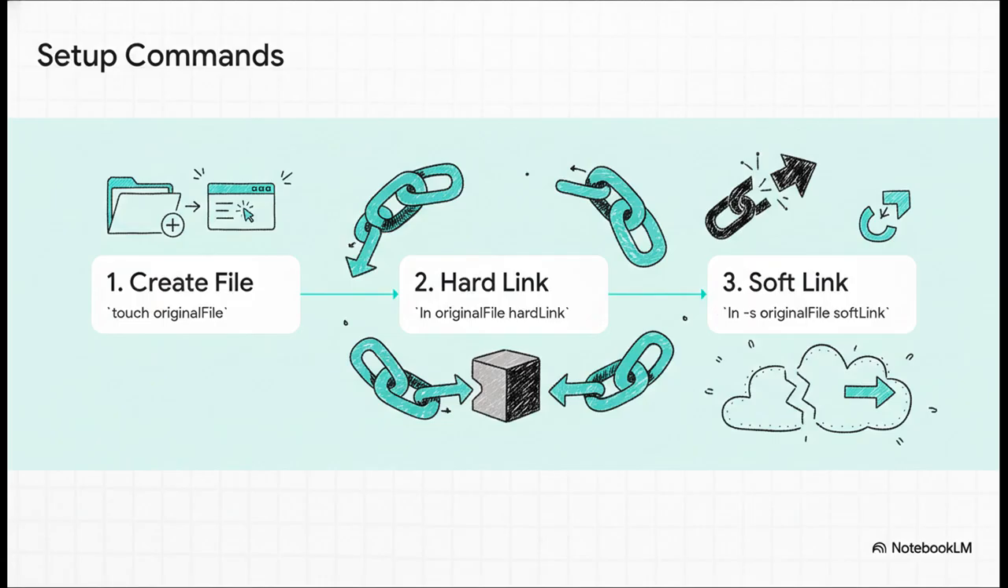Notice the command is just ln. Now for step 3, ln -s original_file soft_link. See that little -s flag? That's the magic ingredient. The -s stands for symbolic, and it's the key instruction that tells the system to make a soft link instead of a hard one.